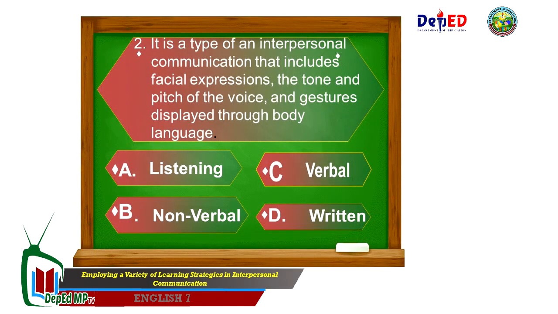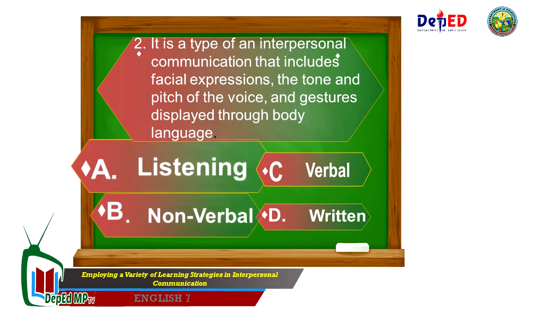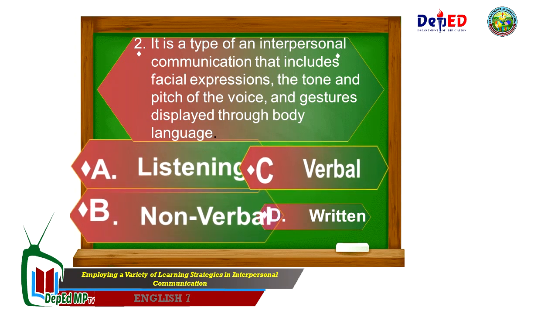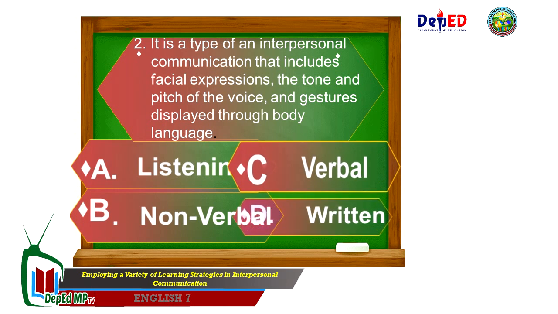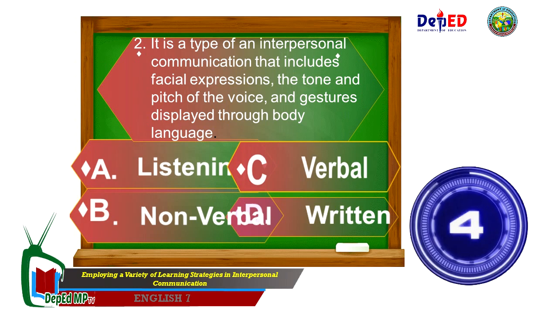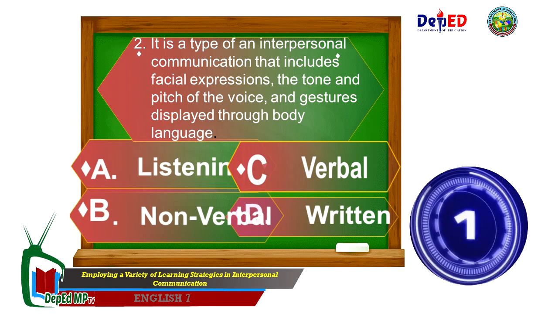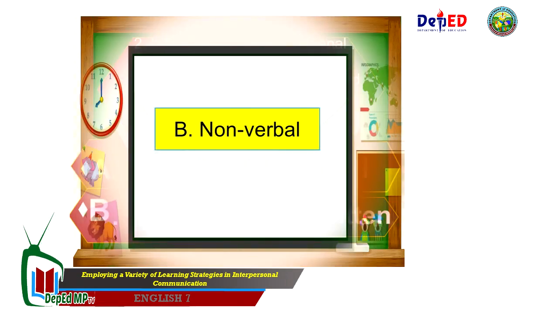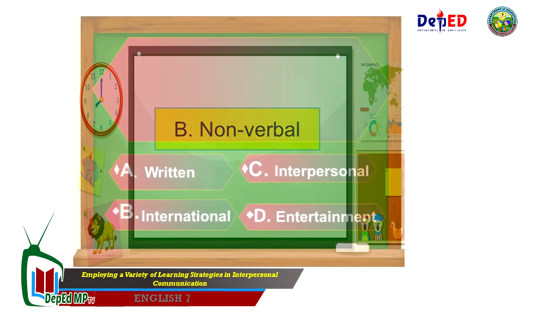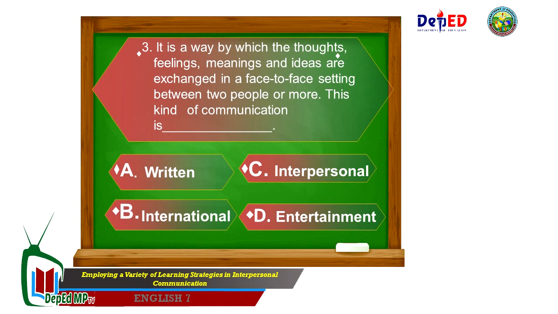Number 2. It is a type of interpersonal communication that includes facial expressions, the tone and pitch of the voice, and gestures displayed through body language. A. Listening. B. Non-verbal. C. Verbal. And D. Written. And the answer is B. Non-verbal.